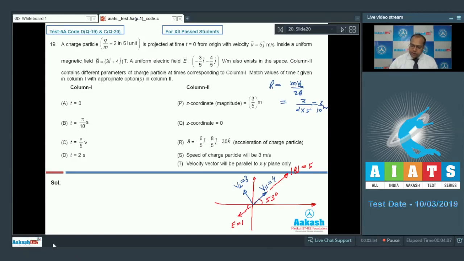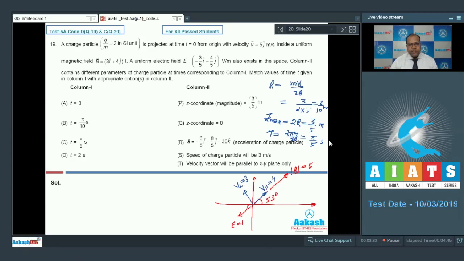Now the maximum z coordinate that may be possible is 2r, when the time is T by 2. So this 2r is equal to 3 by 5 meter. If I calculate the time period, that is T equal to 2 pi m by qB, on solving it comes out to be pi by 5 second.